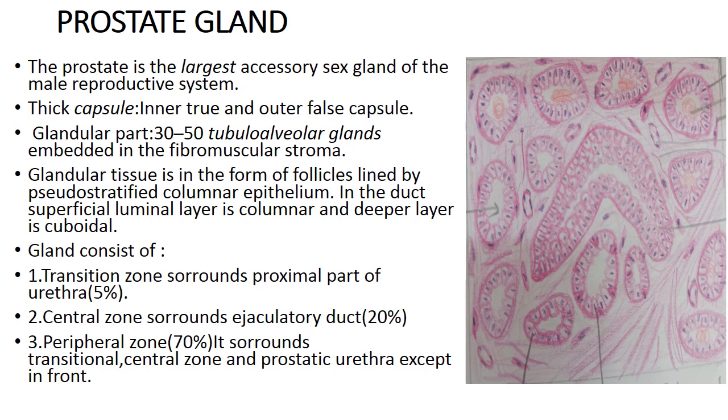The glands are present in 4 zones. Gland consists of 4 zones. There is the transition zone, which surrounds the proximal part of urethra and has 5% contribution. Then the second is the central zone, which surrounds the ejaculatory duct. It forms 20% of the tissue. The peripheral zone is 70%. It surrounds the transitional zone and central zone and also the prostatic urethra except in front.